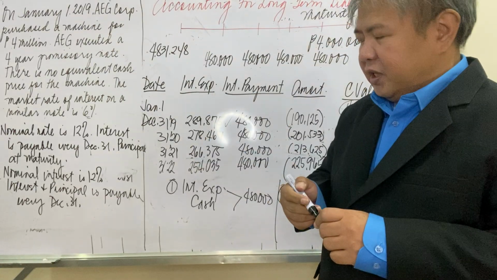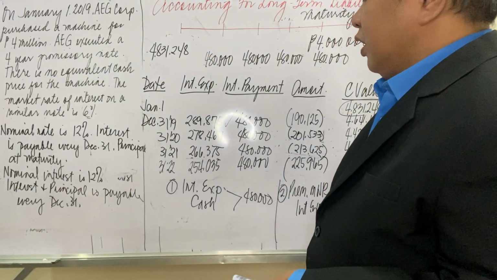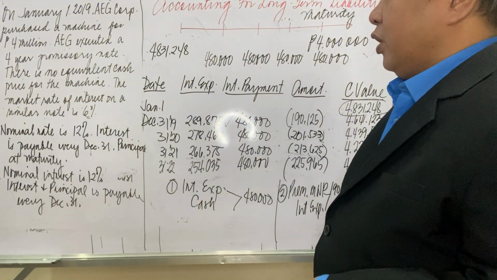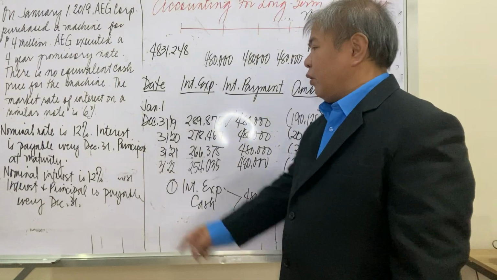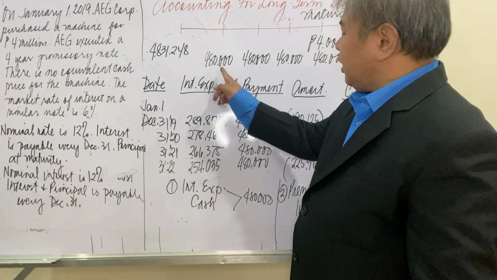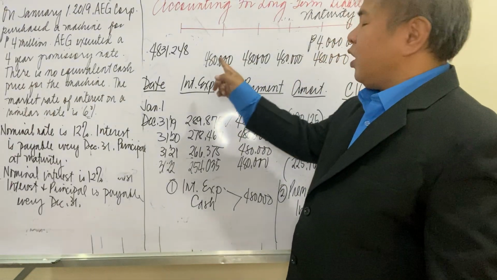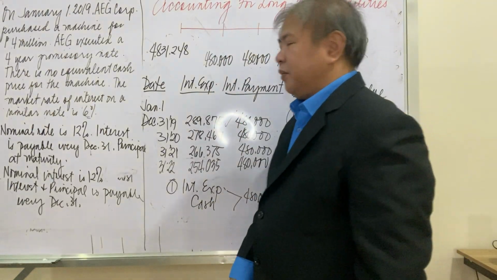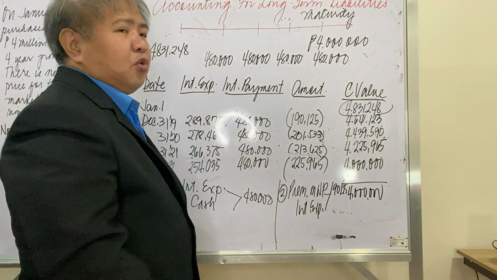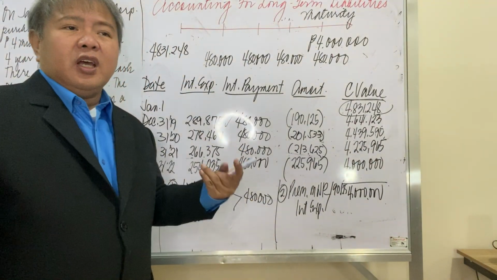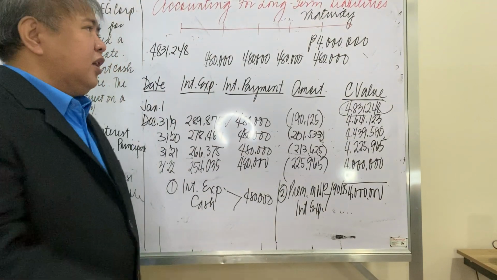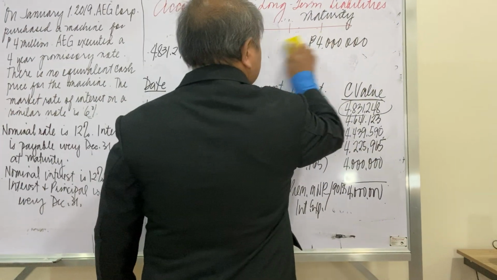Now let's go to letter B. The nominal interest rate is 12%, with interest and principal payable every December 31st. In this second situation, aside from the 480,000, the principal is now payable every end of the year. And the interest, of course, will change because interest is based on the outstanding balance of the obligation. So let's do this.